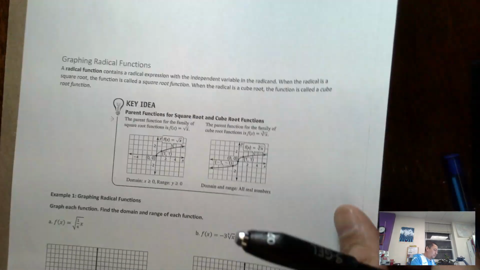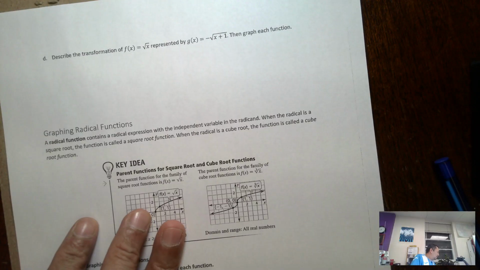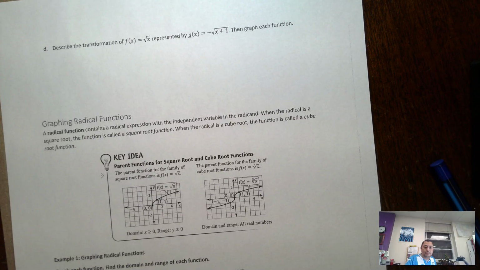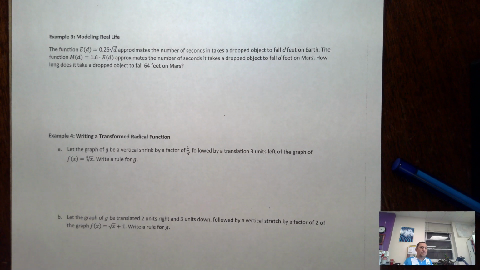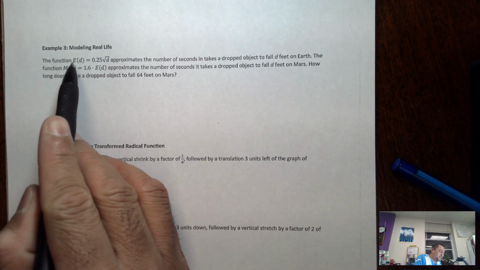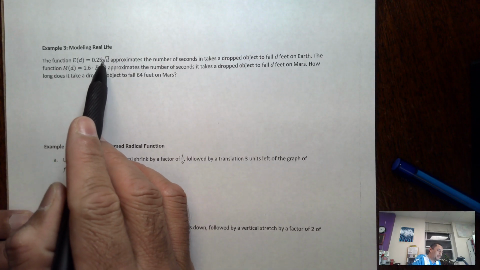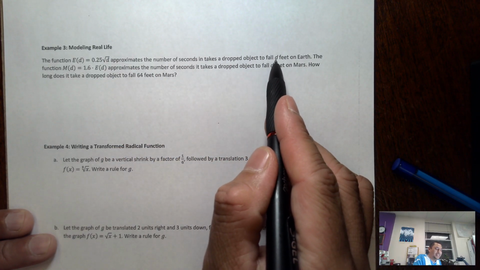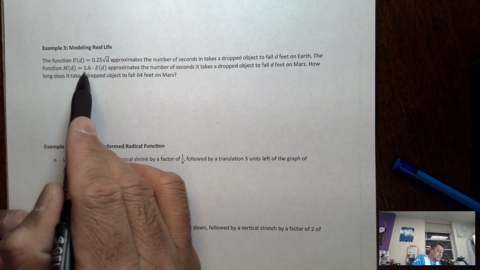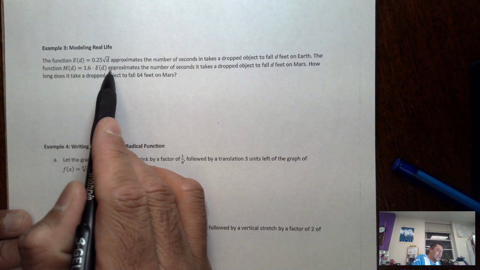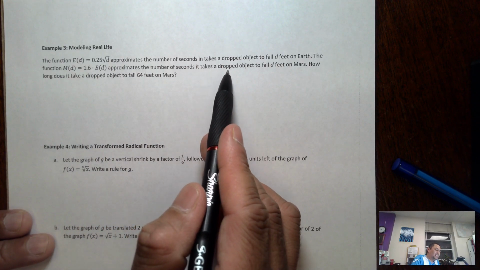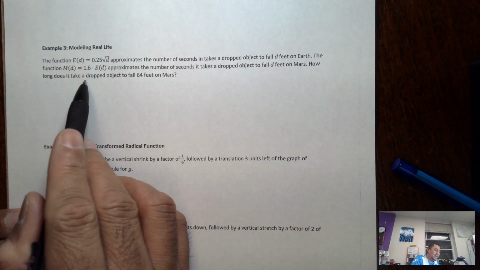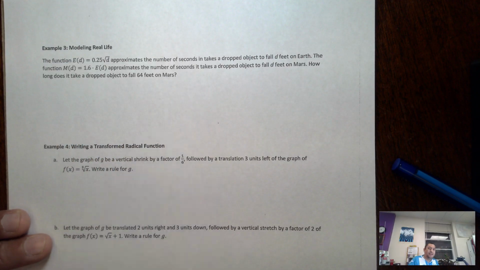A and B, we are going to do, in this case, the D option. Example 3, modeling a real-life application. The function e of d equals 0.25 square root of d approximates the number of seconds it takes a dropped object to fall d feet on Earth. The function m of d equals 1.6 times e of d approximates the number of seconds it takes a dropped object to fall d feet on Mars. How long does it take a dropped object to fall 64 feet on Mars?